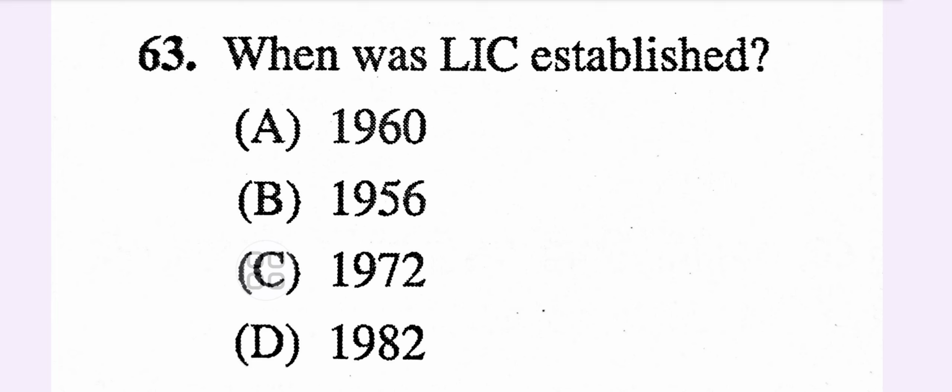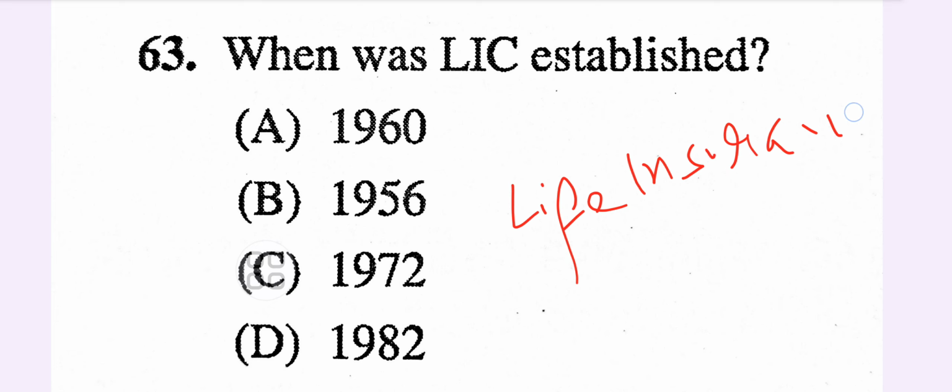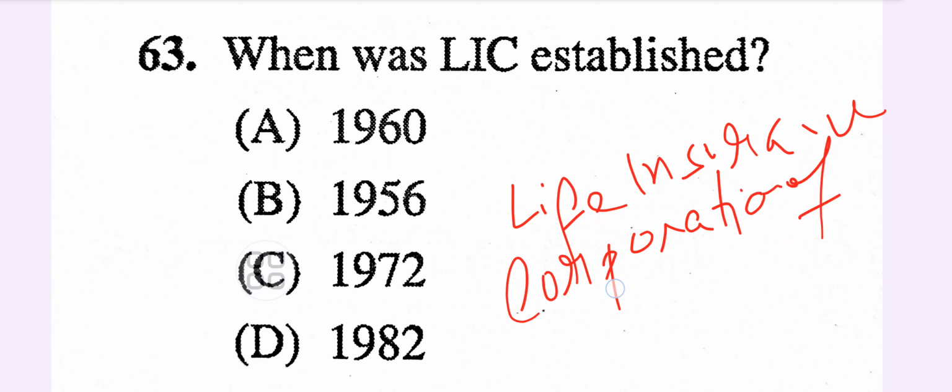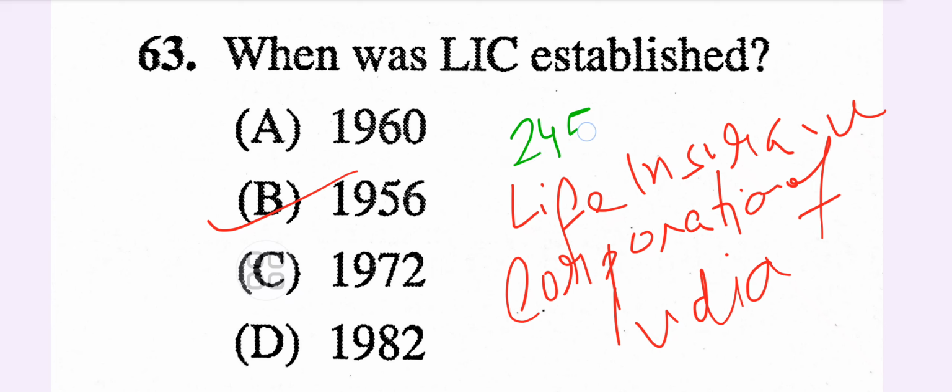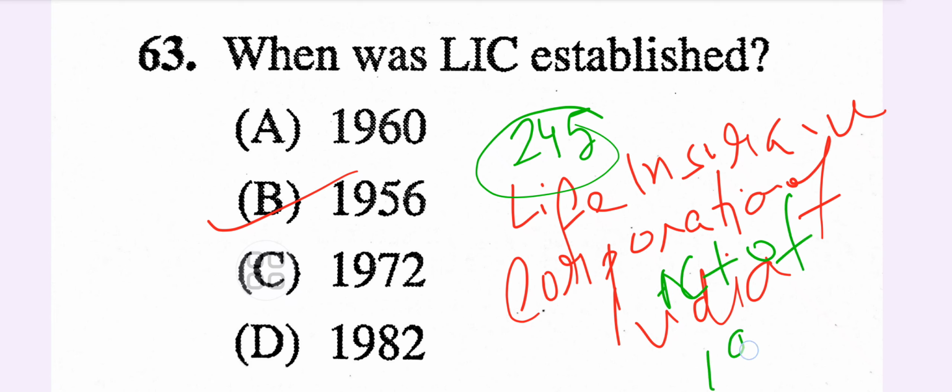So the LIC is the Life Insurance Corporation of India. Okay. And it was established on 1st September 1956. It was formed after the nationalization of 245 private insurance companies. Okay, and LIC was created under the Life Insurance Corporation Act of 1956, to provide insurance coverage to a large section of society and consolidate life insurance.